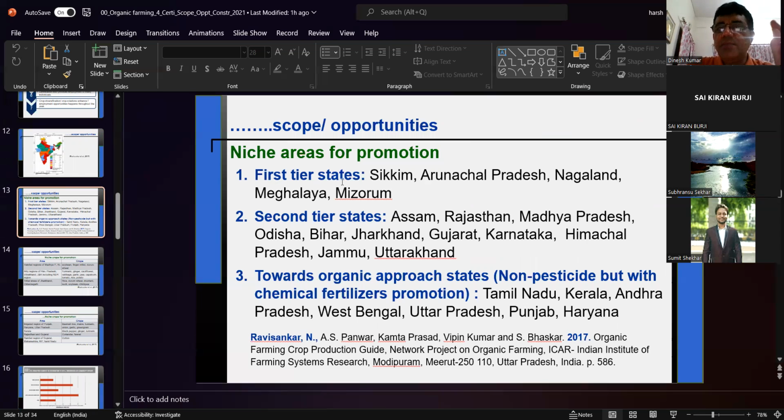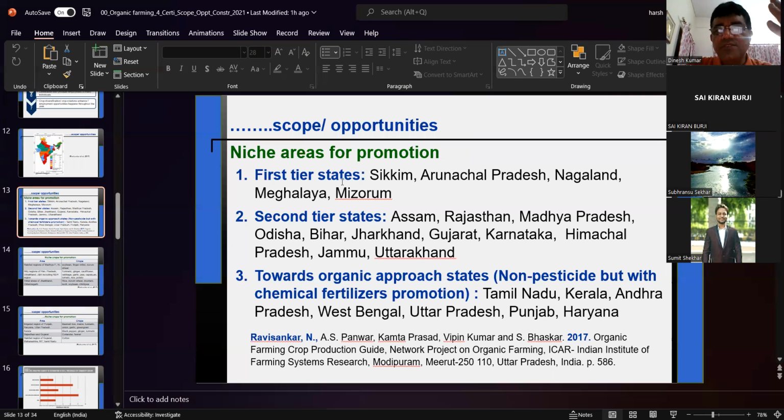First tier states: Sikkim, Arunachal Pradesh, Nagaland, Meghalaya, Mizoram. In these states, you can straightaway go for organic farming. These are the niche areas where organic farming can be done, and they are very small areas. For example, in Sikkim you have just 75,000 hectares of land. Similarly, in Nagaland or Meghalaya, they have very small cultivated land. If that is converted to organic farming, there is no harm because they are already organic by default.